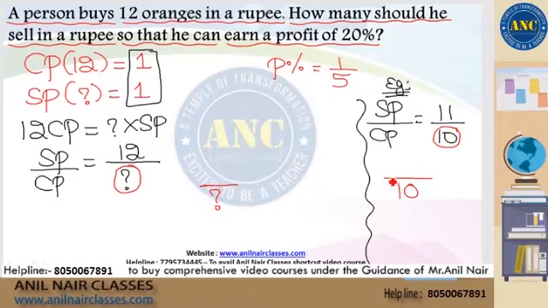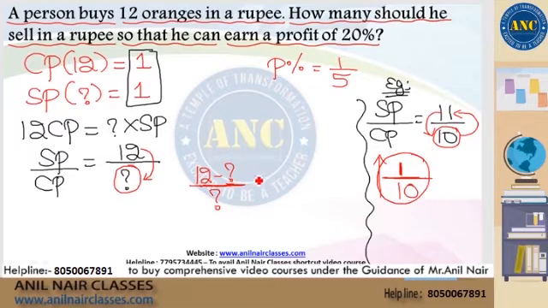Now, how were you writing the numerator? 10 is becoming 11. That means there is an increase of 1. That 1 is nothing but 11 minus 10, that means numerator minus denominator. Same thing I can do here also. The numerator is nothing but numerator minus denominator: 12 minus question mark. This is nothing but the profit percentage.